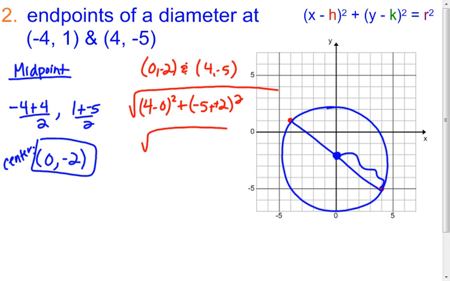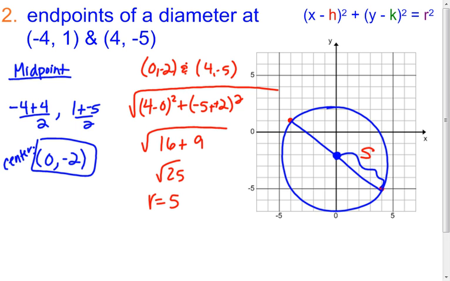So you'll have 4 minus 0 is 4, squared is 16. -5 plus 2 is -3, squared is 9. So of course you'll have the square root of 25, which of course is 5. Okay, so my radius is 5 there. So this distance right here is 5.